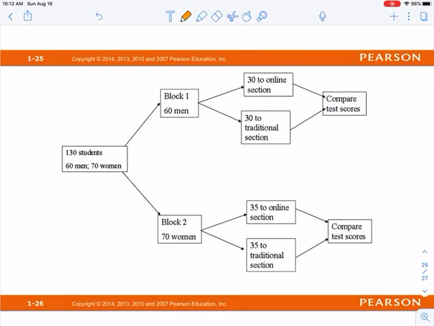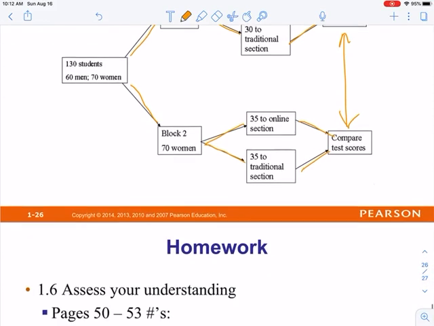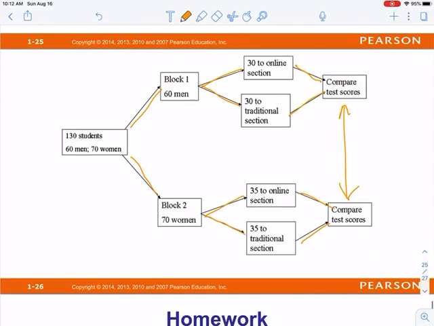So what is that going to look like in picture form? You have your 130 students, 60 of whom are men and the rest women. You're going to separate them into the men and the women. Then you're going to take your men and split them into online and traditional, and your women into online and traditional, and then compare the test scores there and the test scores there. You do not take the test scores and compare them here to here. Okay, and that is the end of this section.